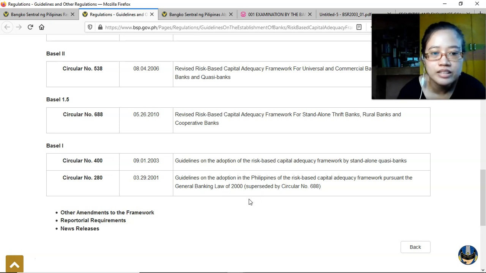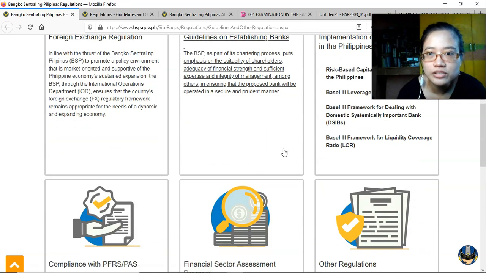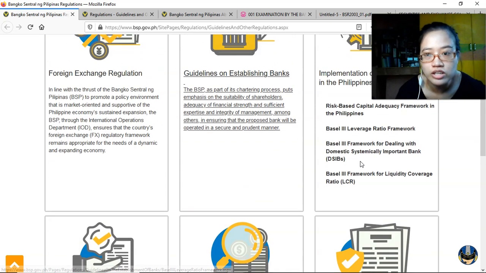Okay, so I have that. And then returning to this one, if you want to, read over the different frameworks that they have for the Basel standards, you can go through here.